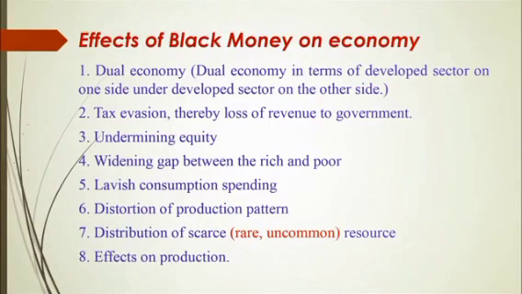The first one is dual economy. Dual economy in terms of developed sector on one side, underdeveloped sector on the other side. So, because of black money, we have a dual economy. The person who shows a lot of false accounts will come under developed sector, whereas the other one is underdeveloped sector. The next effect is tax evasion, thereby loss of revenue to government.